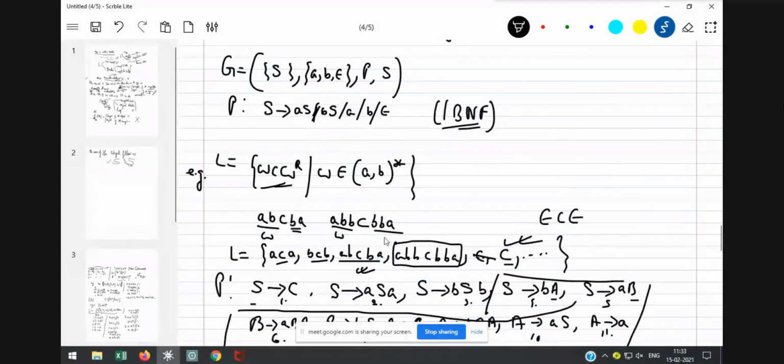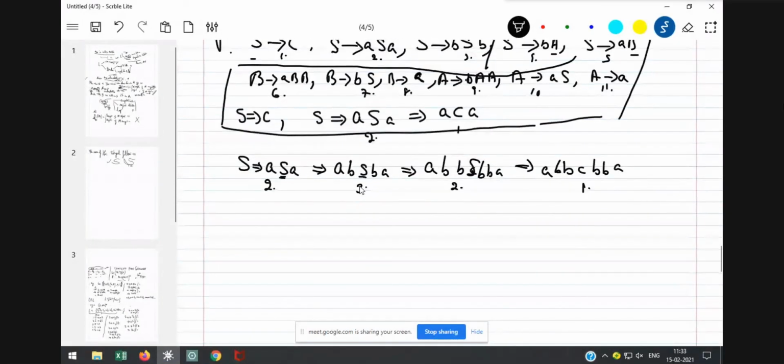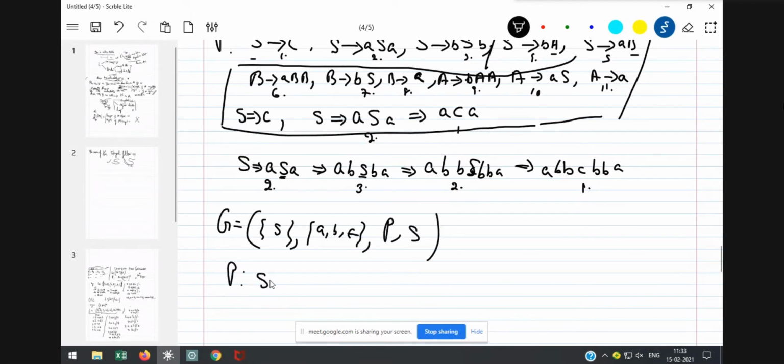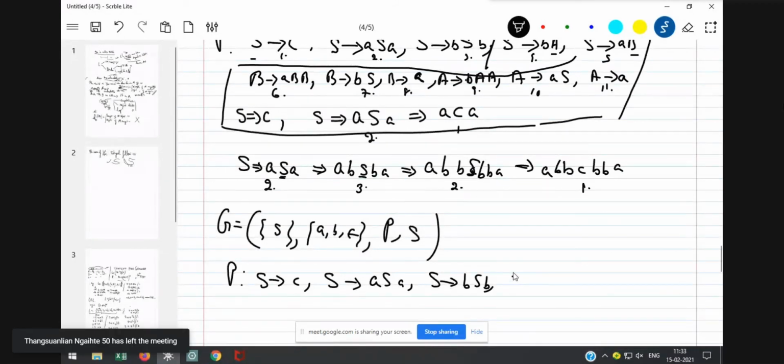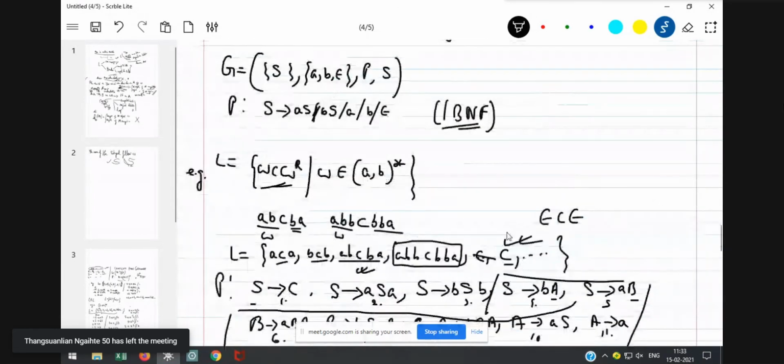Given this language, I have asked you to construct a context-free grammar for that one. Let me define the grammar for that one. Don't worry, I'll just repeat it again. S goes to SA, comma, B, comma, epsilon. And then this is it. Okay. Now let me explain it.